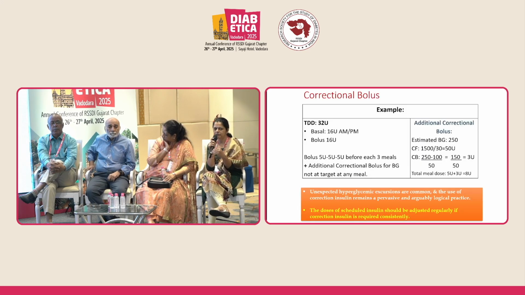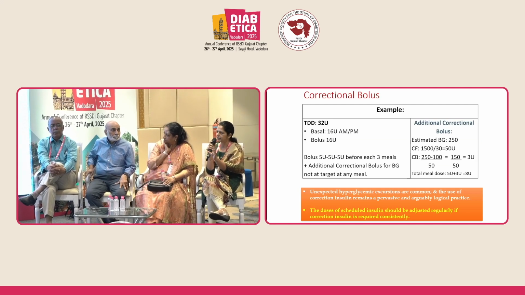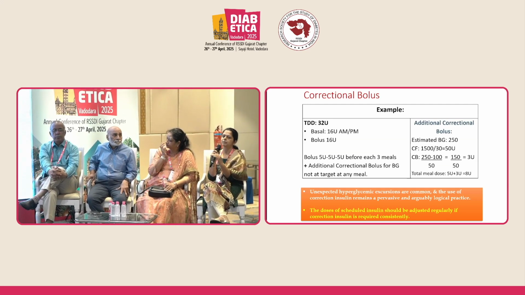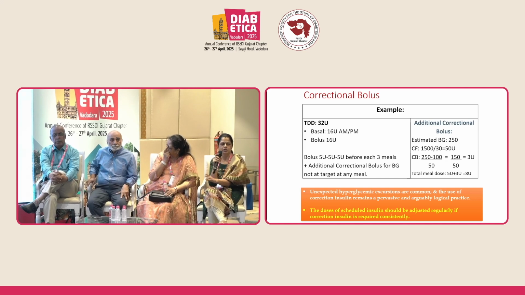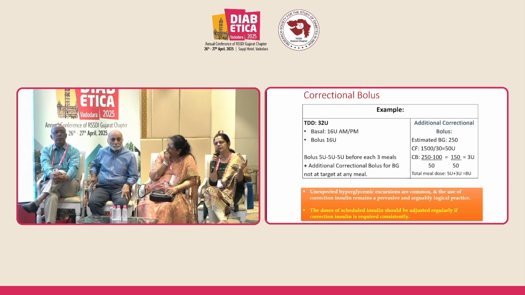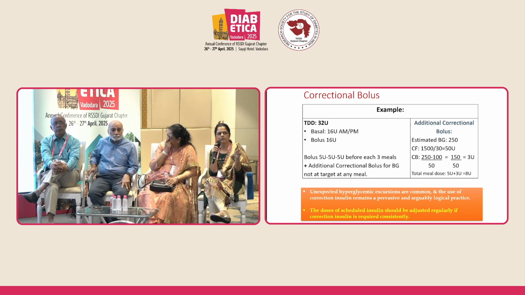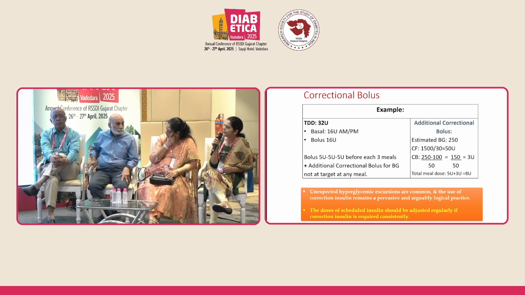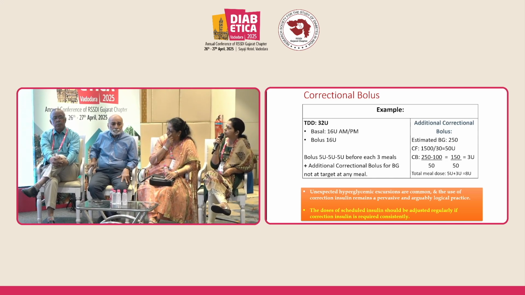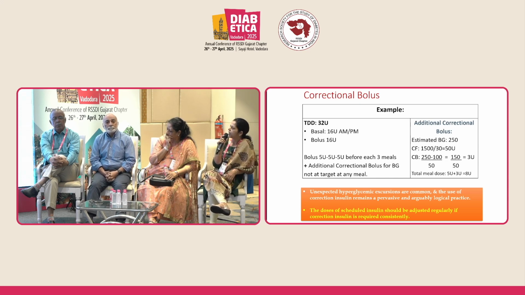And then whenever we are measuring sugar level, whatever the sugar level is at that point, minus 100, divided by the correction factor. That is the correction insulin, which has to be added to the preset dose of the insulin which we have to give. As an example, say the total daily dose is 32 units. We divide it into 50-50%, basal as 16 and bolus as 16. And at each time, the preset unit dose is 5 units, 5 units and 5 units, to make it easy.